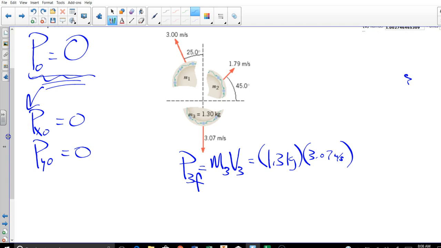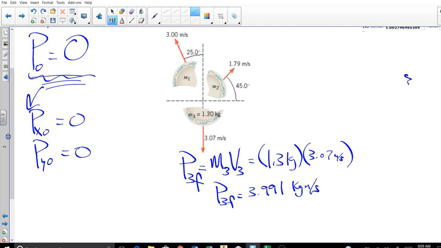And if you're following along at home, you have 1.3 times 3.07. I got 3.991. So the question is, what's the x component, the y component? What's the deal in terms of momentum 3 in terms of x and y?